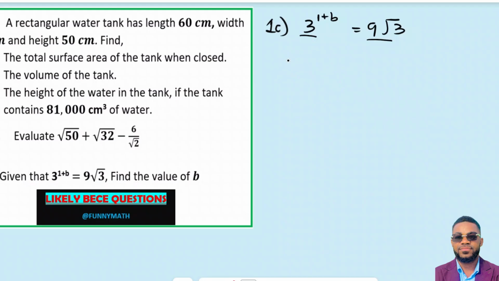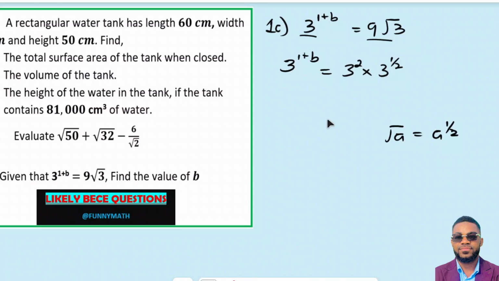You see, 3 cannot be simplified again. So I'm just going to write the same thing, 3 exponent 1 plus b. But on the right hand side, something can be done. 9 can be written as 3 exponent 2. Now times the root of 3 is the same as 3 exponent 1 over 2. Take note of that, that the root of a is the same as a exponent 1 on 2. So this is a rule that you are supposed to know. So take note of that.